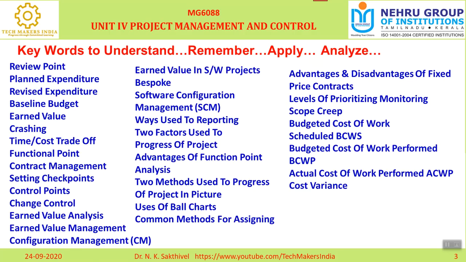And one more variance is there, that is called schedule variance. Schedule variance is the difference between the current progress and the scheduled progress of the task. For example, SV equals BCWP, that means budgeted cost of work performed, minus budgeted cost of work scheduled. Whereas the cost variance is budgeted cost of work performed minus actual cost of work performed.